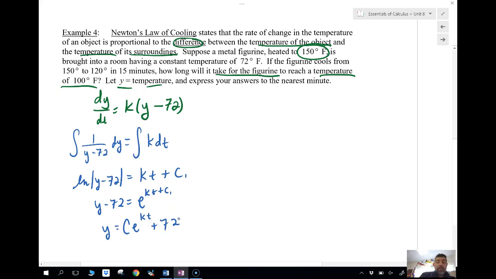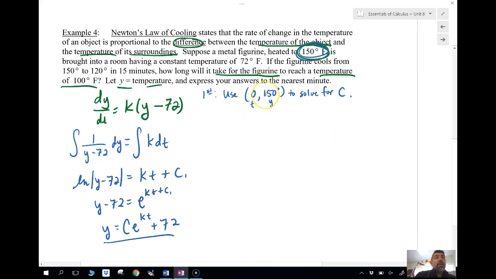Okay, so now that we solved for y, we're going to need some initial conditions to solve for c and for k. So the first thing we're going to do, first step, is we're going to use 0, 150 because that's the initial temperature, right? Initial at 150, and we're going to use that to solve for c. All right? So this is t, time equals 0.